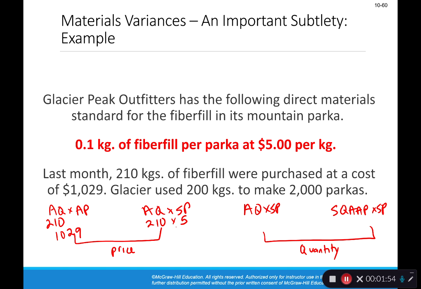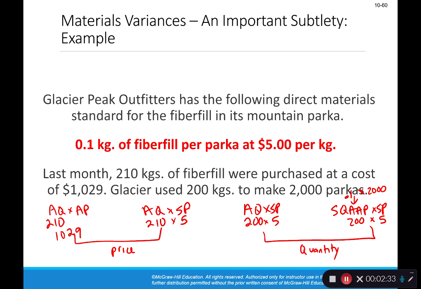But for the quantity variance, we use 200 kilograms. So notice that AQ is different now. So we're going to use 200 kilograms for our quantity variance. The standard price is still $5, and our SQAP is the standard allowed per unit of 0.1 times the actual parkas we made of 2,000. So that's going to come out to 200. So the process is very similar, but we're going to need two separate middle columns to make it work. This only applies to direct materials variances, and it only applies when the quantity purchased and the quantity used are different. The rest of it is done the same.